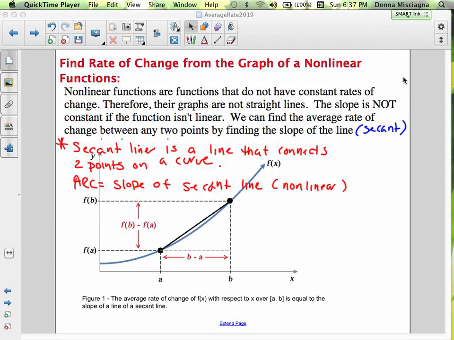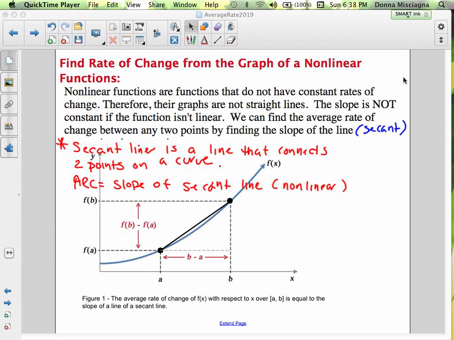So now let's find the rates of change from the graphs of nonlinear functions. Nonlinear functions are functions that do not have constant rates of change. Therefore, their graphs are not straight lines. The slope is not constant if the function isn't linear. We can find the average rate of change between any 2 points by finding the slope of the line.